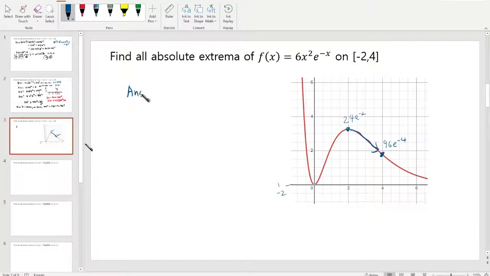And the answer is: absolute max is negative 2 comma 24e squared. Absolute minimum is 0 comma 0. Now notice that I'm writing both coordinates for absolute max and absolute min. You really need a pair of coordinates x comma y for these answers to absolute max, absolute min, relative max, relative minimum. Okay, and just to add to the solution, although the question was not asked about relative maximum, this point here, as you can see in this graph, is a relative maximum, right?